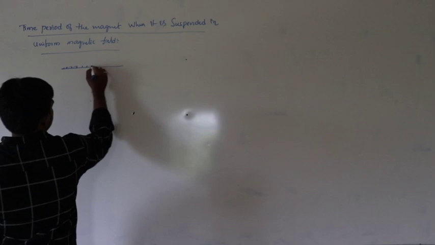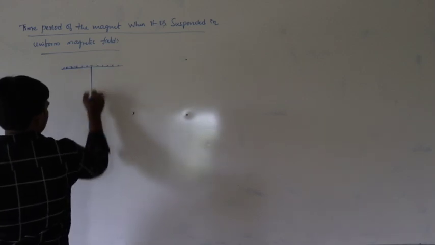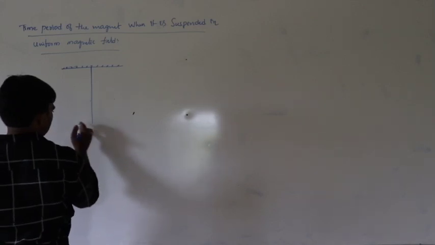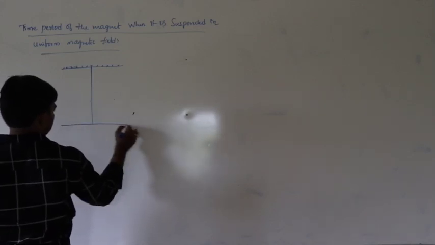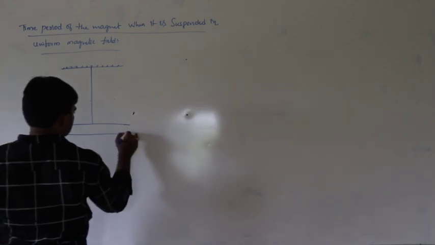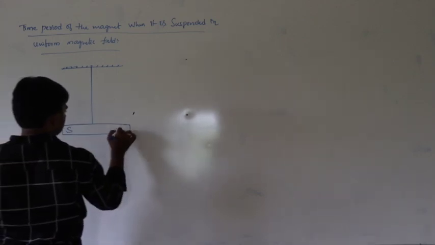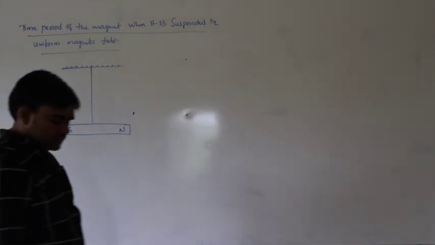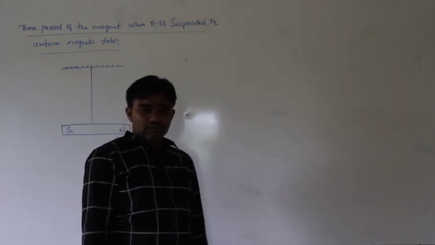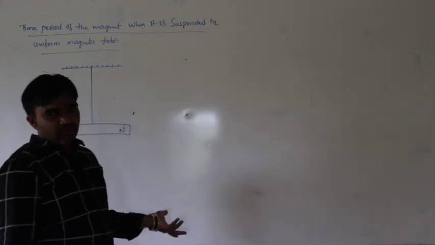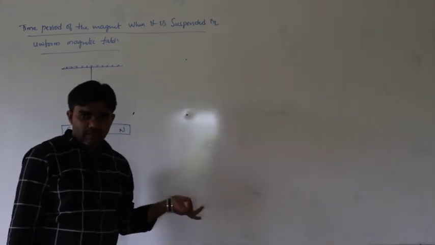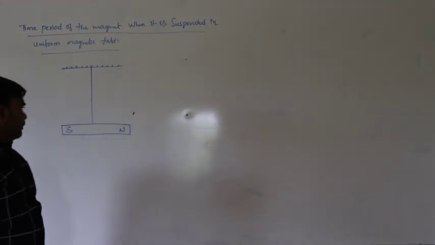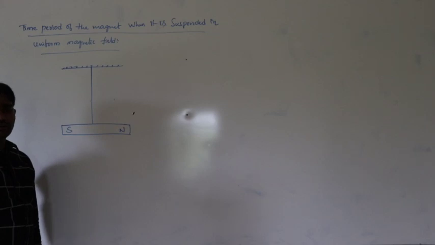A magnet is suspended in the uniform horizontal component of Earth's magnetic field. What is the uniform magnetic field? The horizontal component of Earth's magnetic field. It is suspended in the uniform magnetic field. Then what happens?